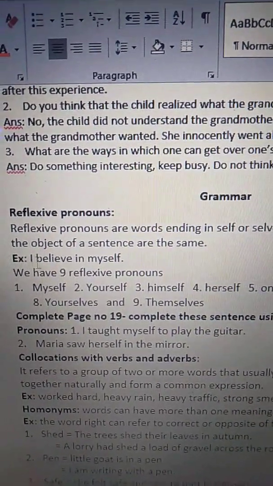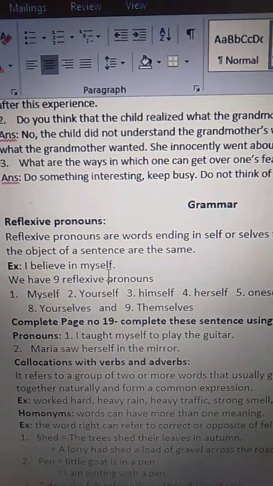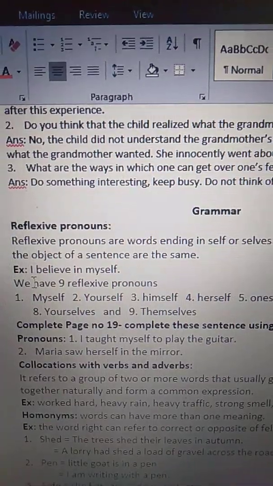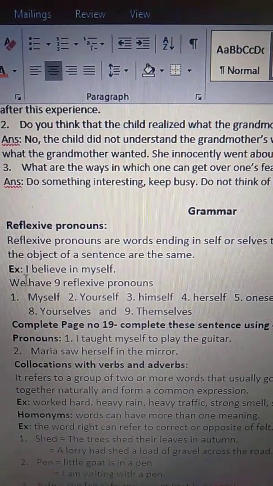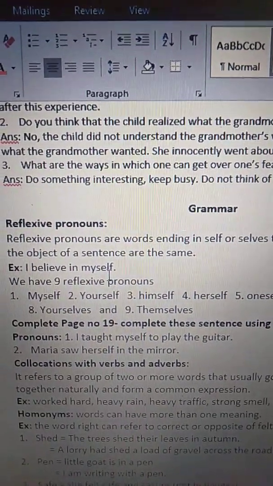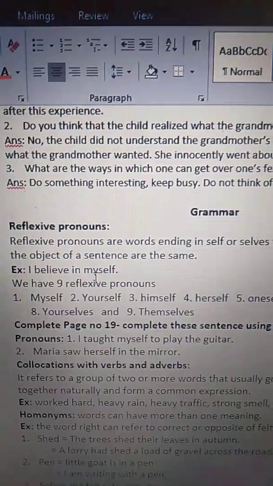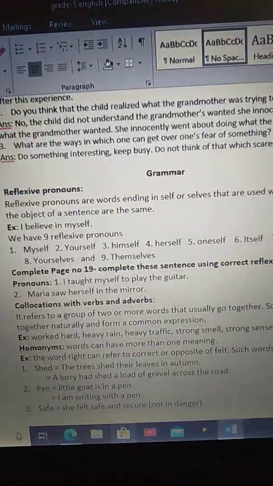Okay, here see the example. I believe in myself. Here I is a subject and myself is an object. So here subject I and myself are the same. So these are reflexive pronouns. Okay, see, I will show it to you.